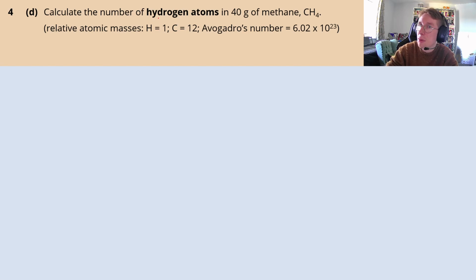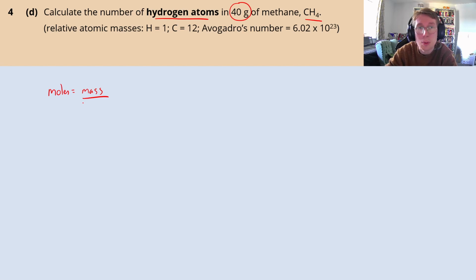So once again, we're being asked about hydrogen atoms. We know we've got CH4, that's our formula, but this time we don't know how many moles of methane we've got. We're told the mass of methane. So we need to be able to figure out the number of moles from the mass. Well, fortunately, in question 3, we've got some experience of doing this already. The moles is equal to the mass divided by the relative atomic mass or the relative formula mass.